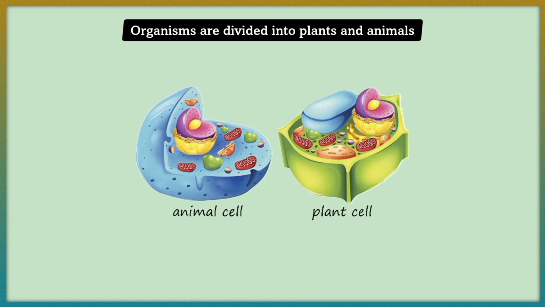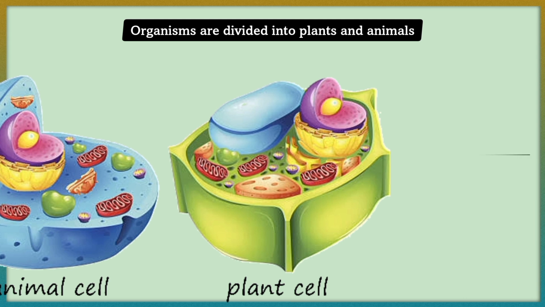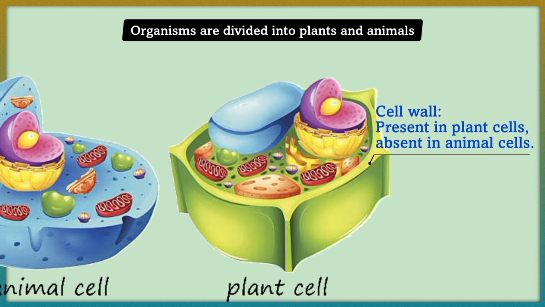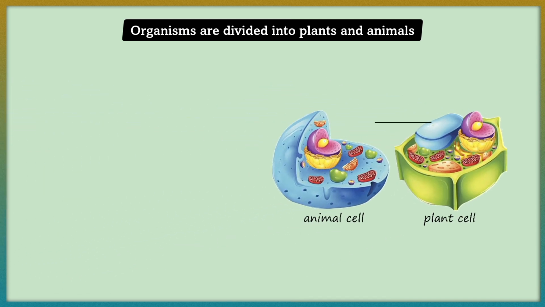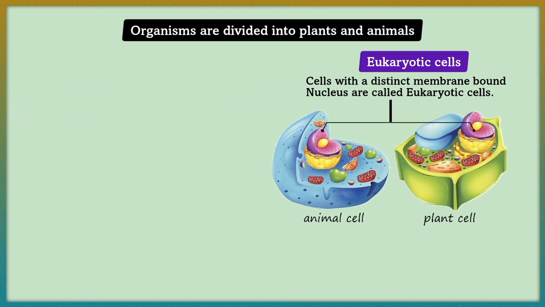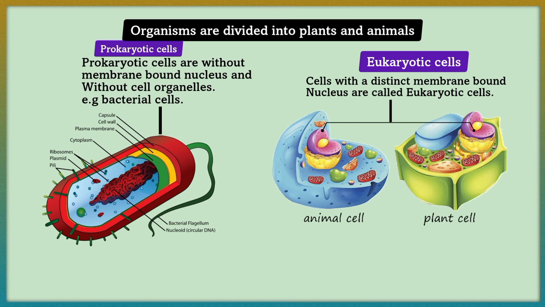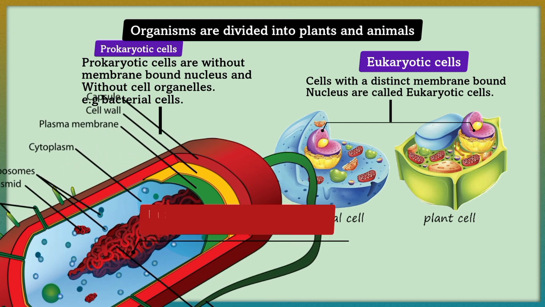In the traditional system of classification, all organisms are divided into plants and animals. The cells of plants and animals can be distinguished by the presence or absence of the cell wall. Cells of animals and plants are complex and have a distinct nucleus and are called eukaryotic. On the other hand, the primitive type of cells, such as bacteria, lack a definite nucleus and are said to be prokaryotic.